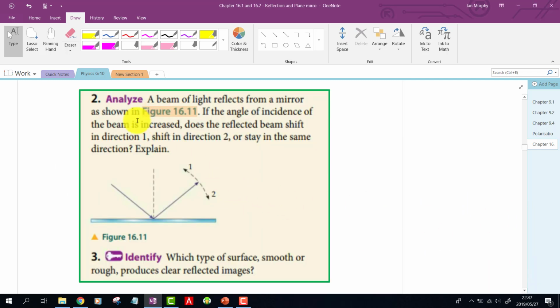Okay, we get to our first question, question 2. Analyze a beam of light. A beam of light reflects from a mirror, as shown in figure 16.11. If the angle of incidence of the beam is increased, does the reflected beam shift in direction 1, direction 2, or stay in the same direction? Explain. Firstly, we need to understand where the angle of incidence is.